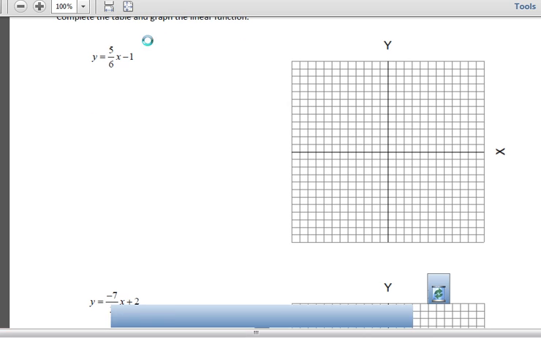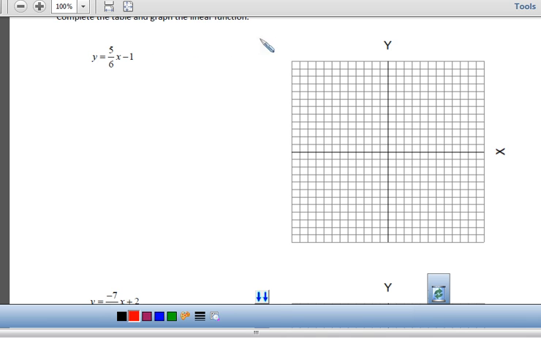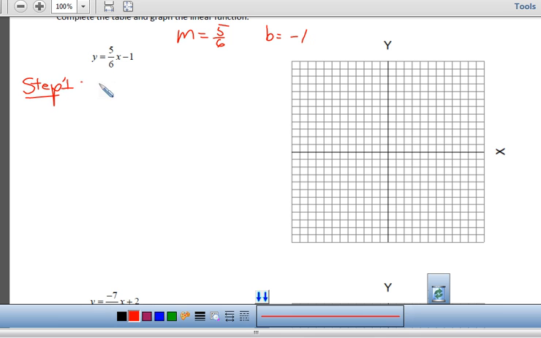Alright, so the first thing I want to do for this is to identify the slope and the y-intercept from the equation. So the slope is in front of the input, that's 5/6, and it's a positive slope, that's very important. And the y-intercept is -1. So this is a two-step process. Step 1 is we're going to take care of the y-intercept, which is -1. So since it's -1, it's the point (0, -1).